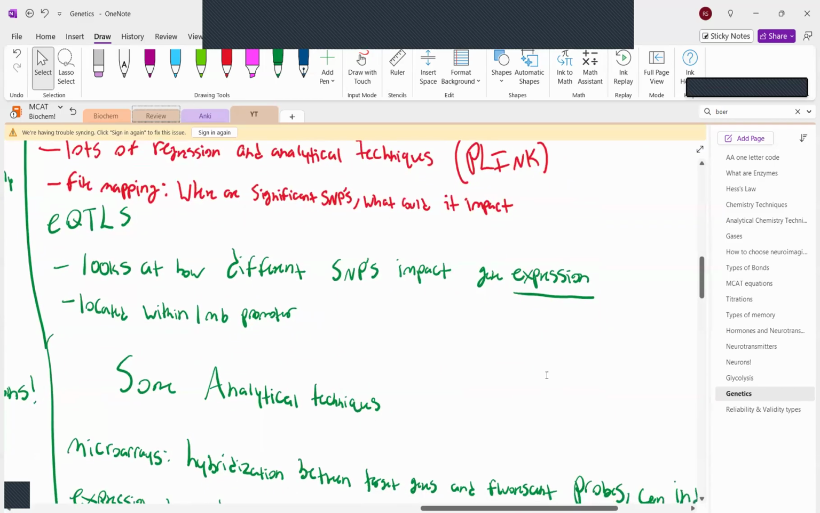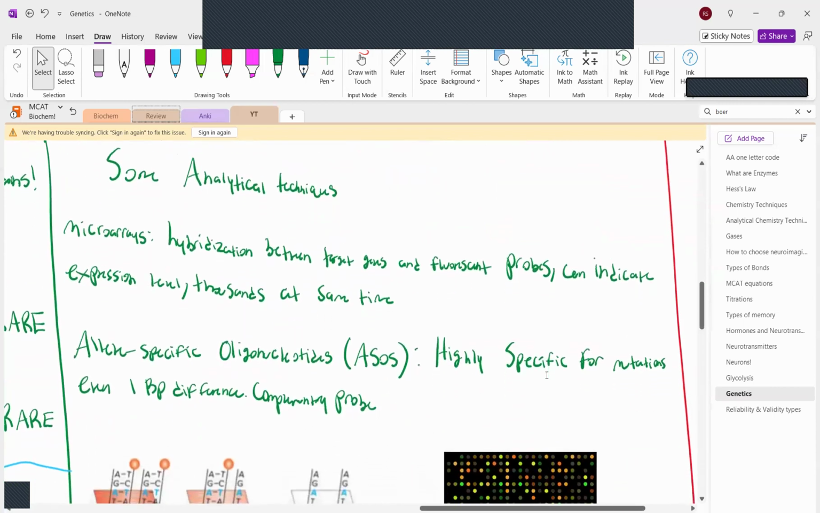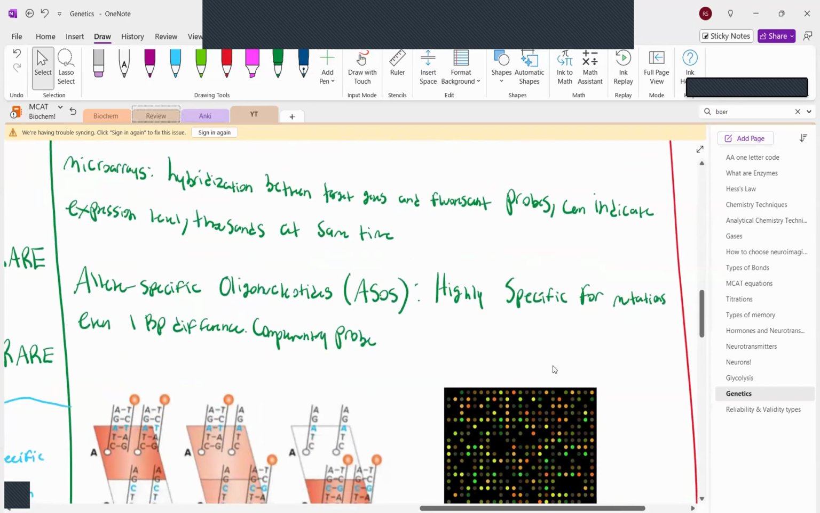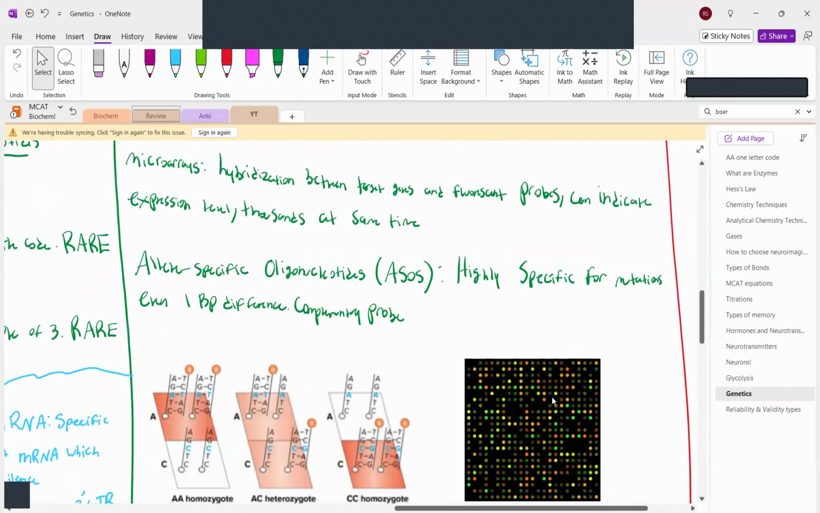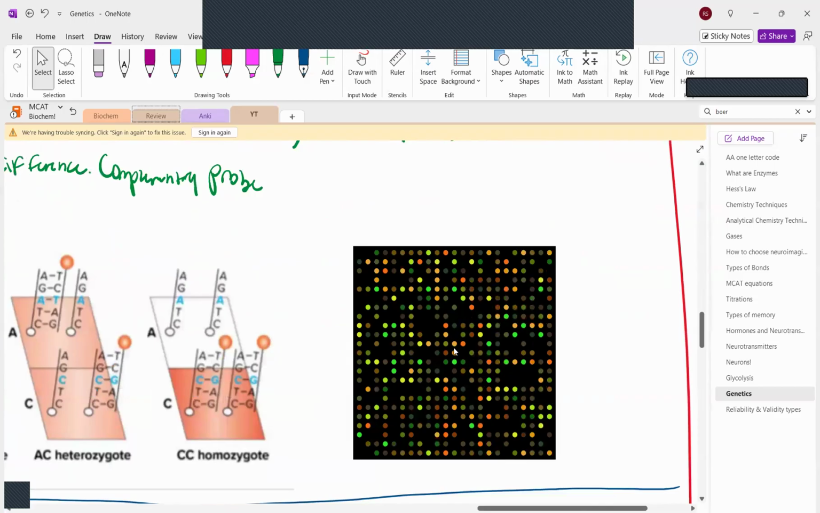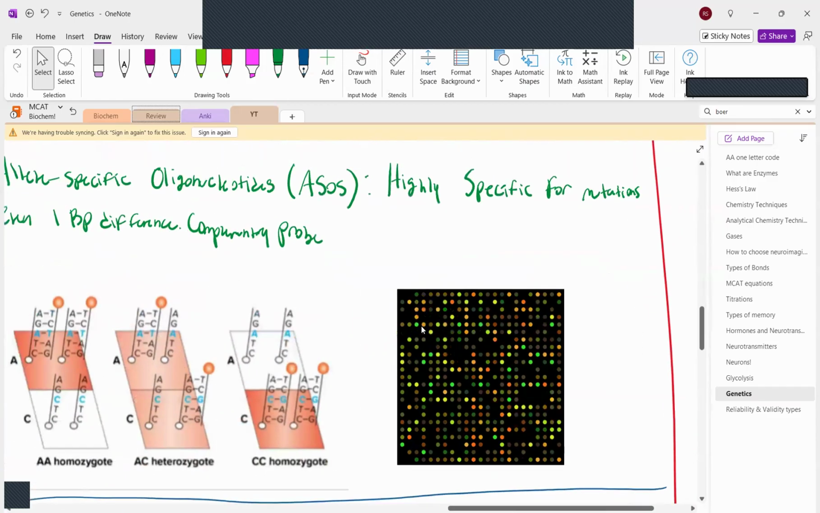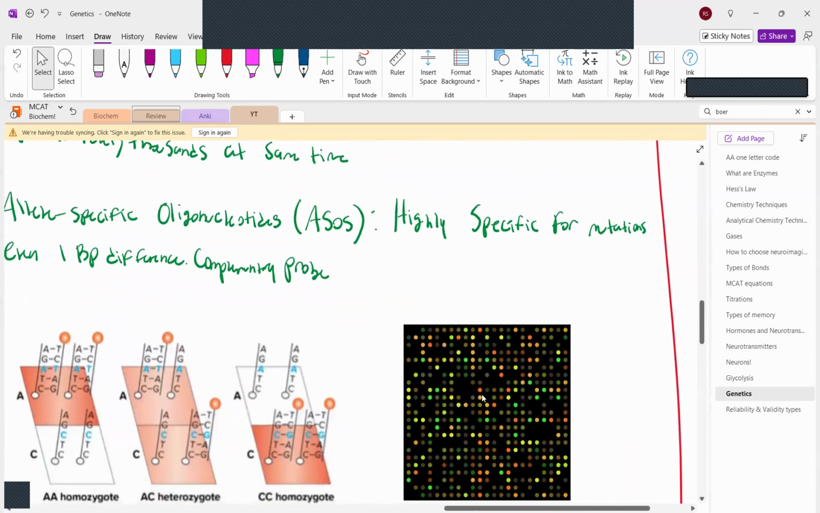gene transcription. And then some further analytical techniques: there's microarrays, which is when you have hybridization between target genes and fluorescent probes. So it can indicate expression levels. Here's a microarray here. It can tell you, hey, these dark areas mean that gene is not being transcribed. It didn't bind to our complementary probe, so therefore it's not transcribed. And you can look at thousands of these at the same time.